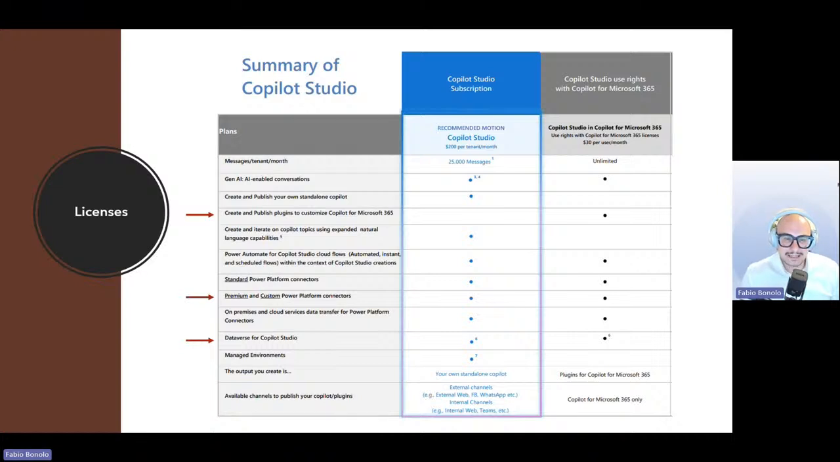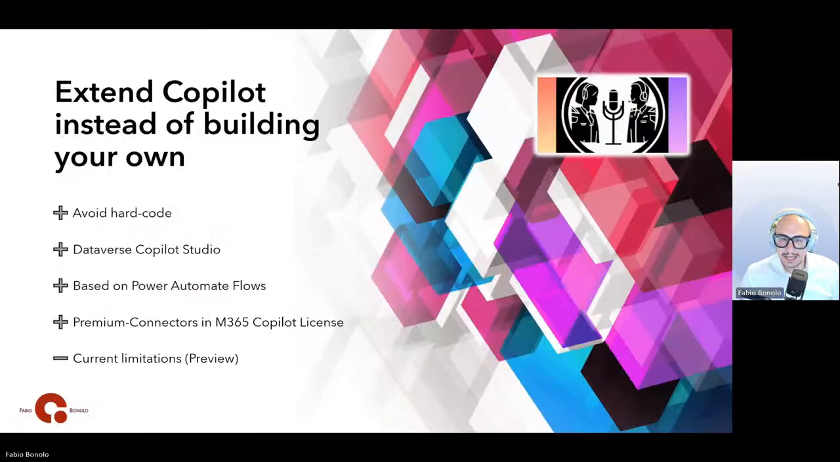Now, on to the next topic: why do I choose to extend Copilot instead of building my own? In my opinion, the advantages exceed the current limitations because of the preview. And why do I think that? Because as someone who doesn't code, I can avoid hard code. I do have with Dataverse already a database available in Copilot Studio.